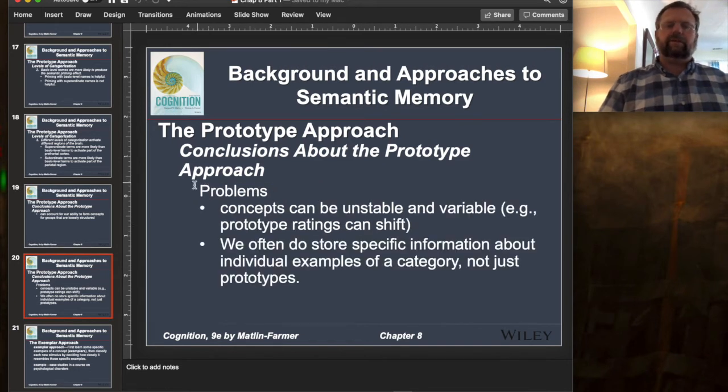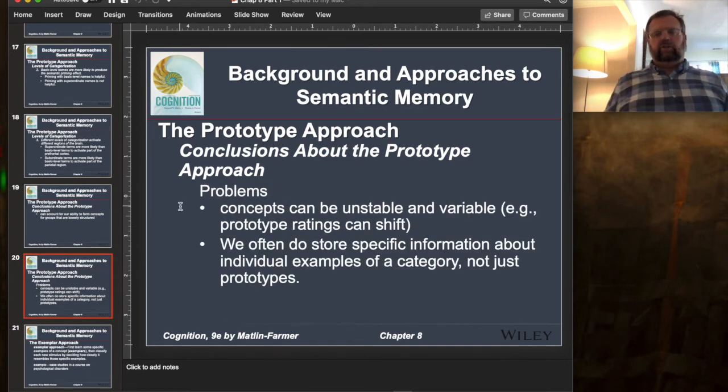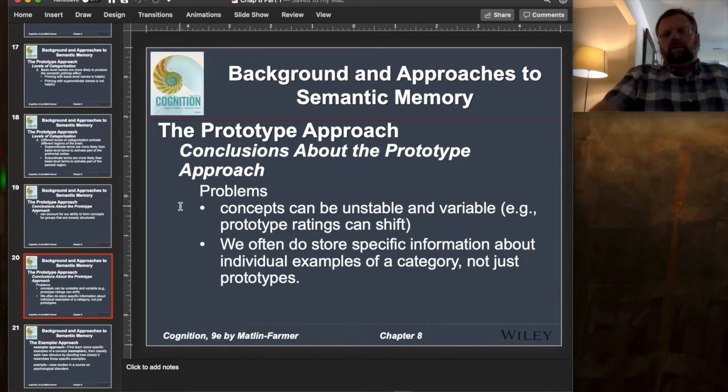Now, we think about some of the problems that we run into with this type of approach. Concepts can be unstable, and they can be variable. So you can think about different cultural changes that can happen over time, or even differences in language that can change how well a prototype concept can be maintained. And then we often do not store specific information about individual examples of a category.